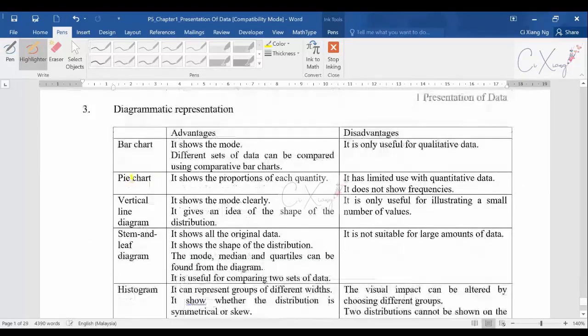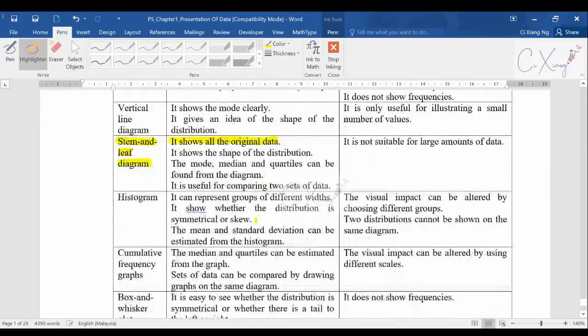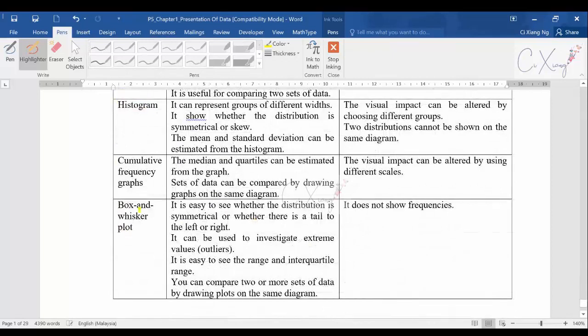For all the diagrams, you need to remember the stem and leaf diagram: you can say that it shows all the original data. I think this one is very important because they ask quite often. Then you also need to know what the cumulative diagram is, and what the advantages of the box and whisker plot are. You can compare 2 or more sets of data, which is quite true for the box and whisker plot. For this part you just need to go through it, no need to memorize everything.